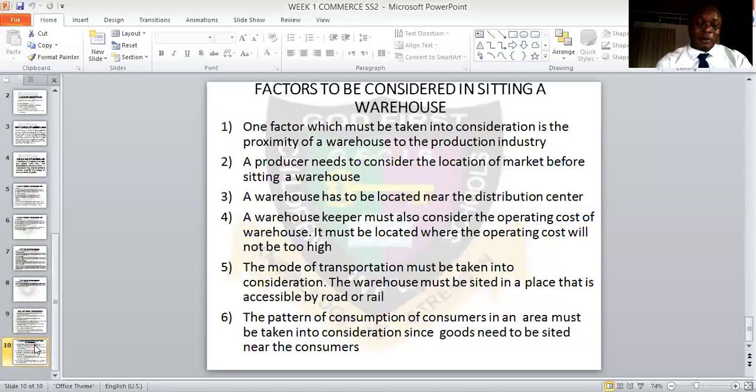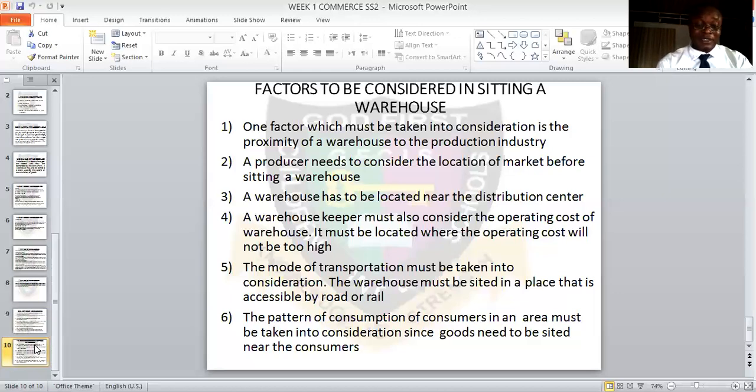Then number four, a warehouse keeper must also consider the operating costs of the warehouse. This operating cost should not be too high. Then number five, the mode of transportation must be considered as well, along with the transportation costs. The warehouse must be sited in a place that is accessible by road or rail.